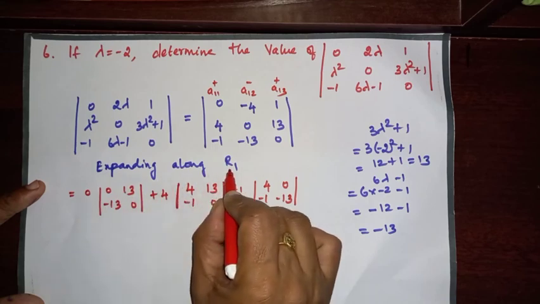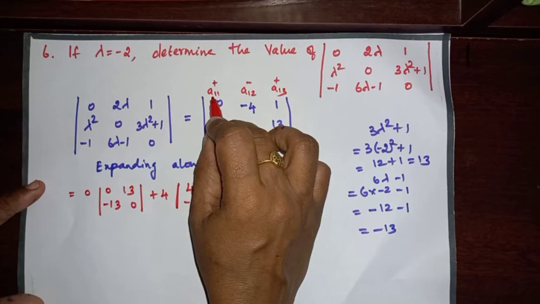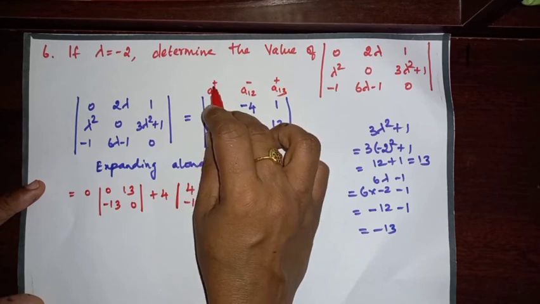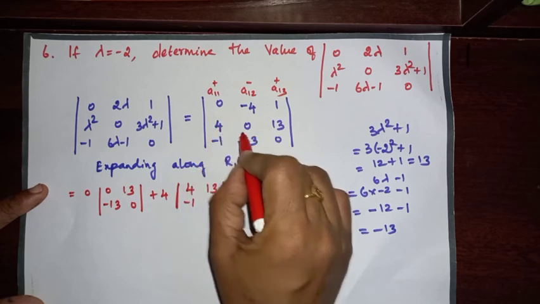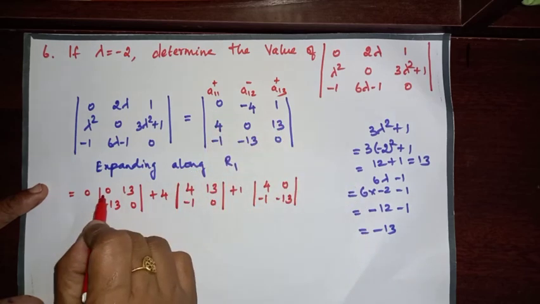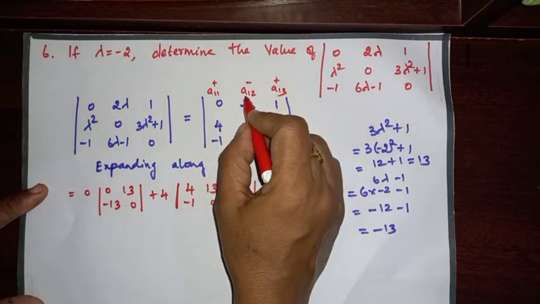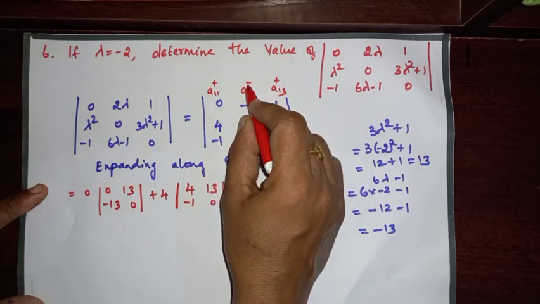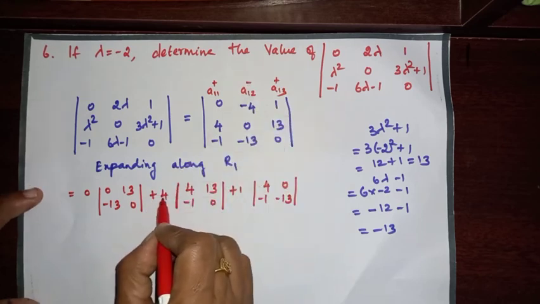Expanding along R1, the first element is 0. It stands in the place of A11, so it is positive 0. Delete the first row, first column. We have the 2 cross 2 matrix 0, 13, minus 13, 0. Minus 4 is in A12, so we have to use the sign as negative. Minus and minus will become plus, plus 4.